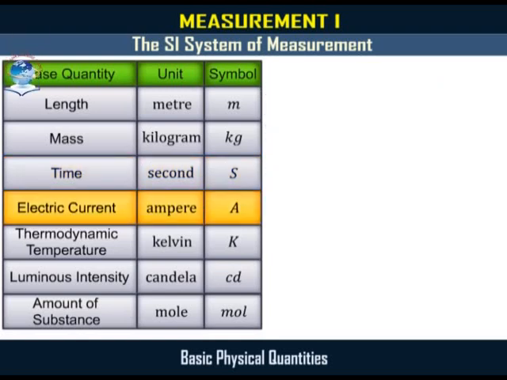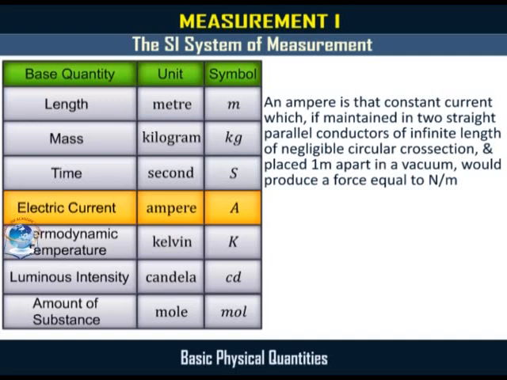Electric current is measured in amperes, denoted by the capital letter A. An ampere is that current which, if maintained in two straight parallel conductors of infinite length and negligible circular cross-section and placed 1 meter apart in a vacuum, would produce a force equal to 2 times 10 to the power negative 7 newtons per meter between the two conductors.